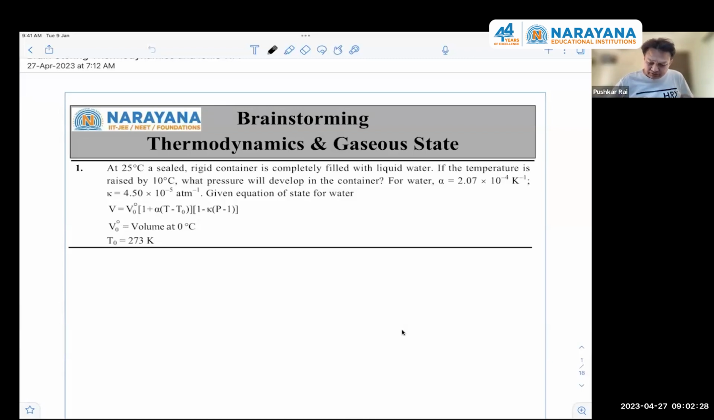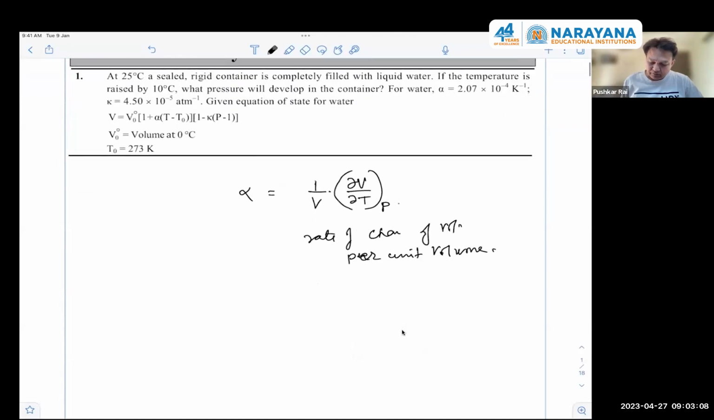You know what this alpha is? Alpha you already know, some way or other. Alpha is equal to 1 upon V, del V by del T at constant P. Coefficient of cubical expansion, you study in physics. The only thing is, in chemistry, it means the rate of change of volume with temperature at constant pressure, divided by volume. Can you say that this is rate of change of volume per unit volume? That is alpha for your help.